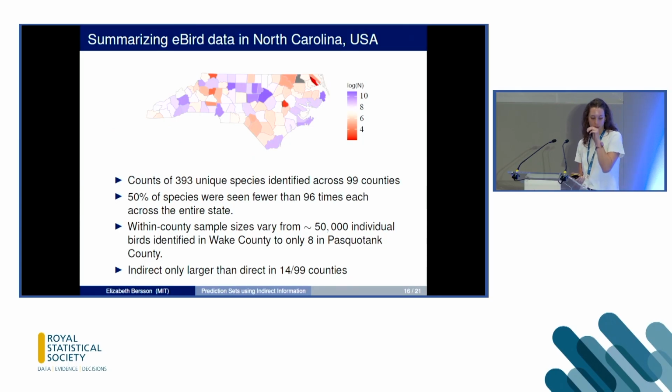In comparing the direct and indirect prediction sets, the indirect are only larger than the direct in 14 of the counties. In, I think it was over 50 of the counties, the indirect sets were smaller, and the two sets were the same size in the remaining counties. Additionally, of note, the direct prediction sets are frequently the trivial set that contains all 393 species, so it's not particularly useful.